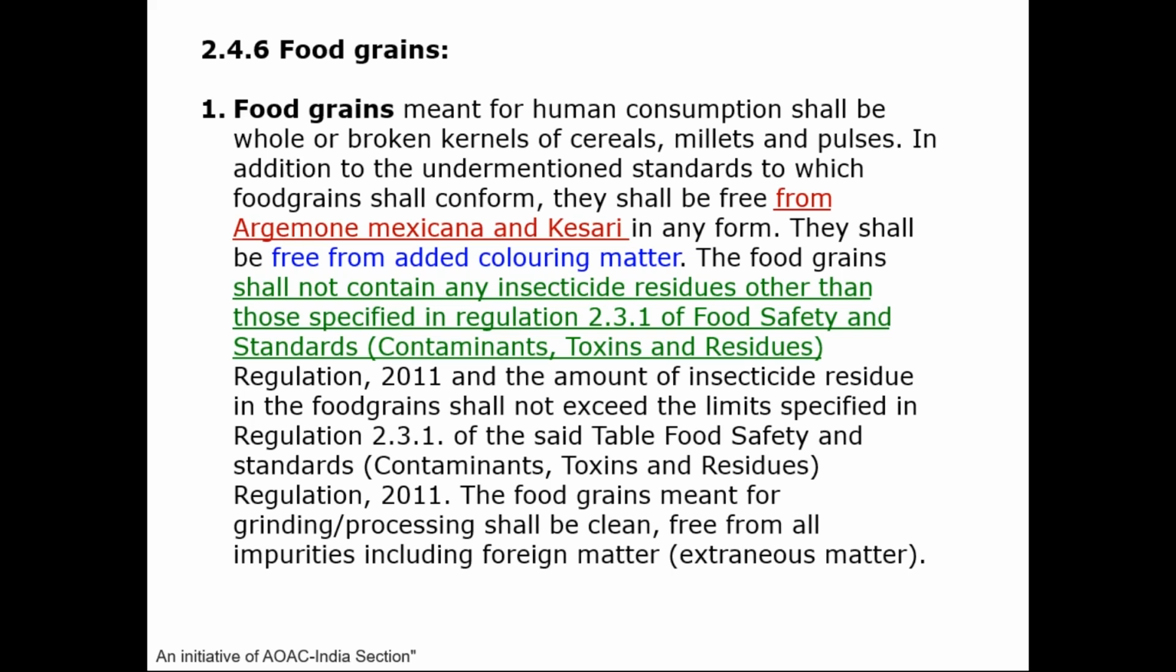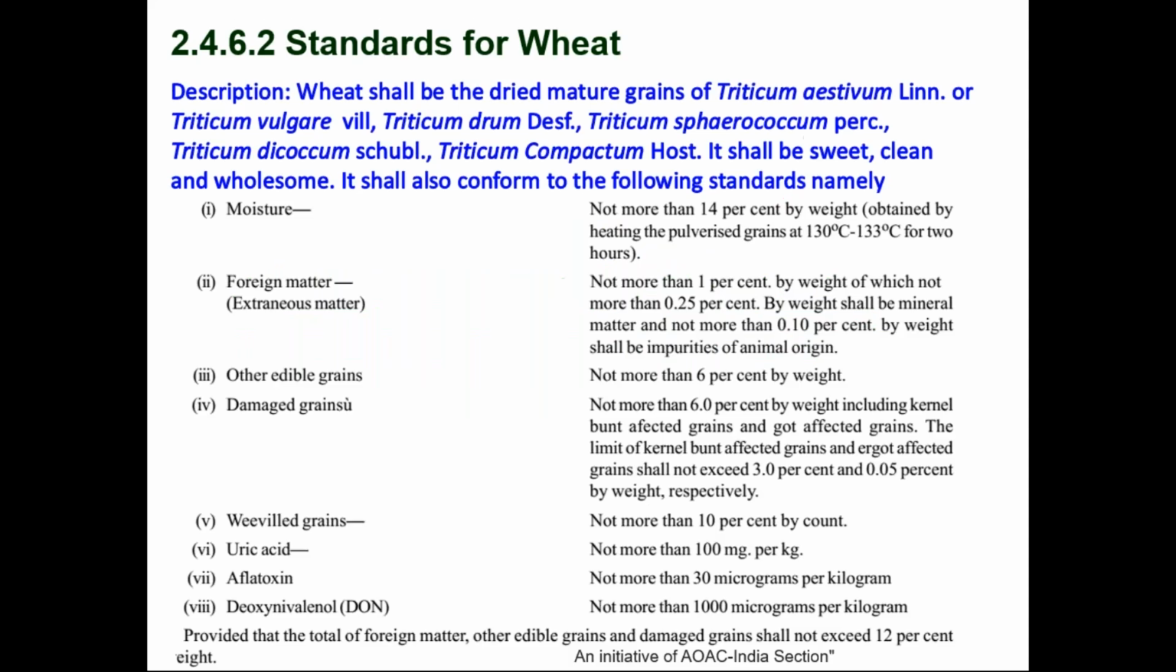So the food grains meant for grinding, processing shall be clean, free from all impurities, including foreign matter, and it says extraneous matter. So now, what is this foreign matter and extraneous matter? In the definitions, you will find that definitions are given for all these added words that are used.